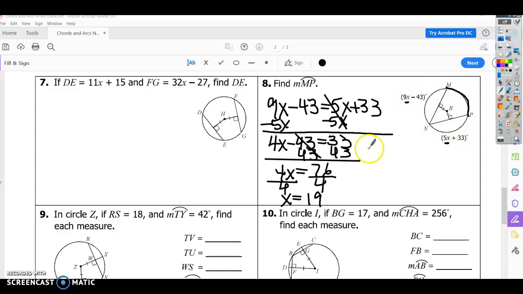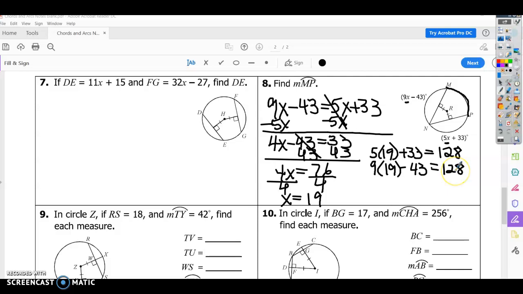So if I do 5, I'm going to come over here, 5 times 19 plus 33. And that gives me 128. All right, let's do 9 times 19 minus 43. All right, that should be 128 as well because these two arcs are congruent, so you can check that.